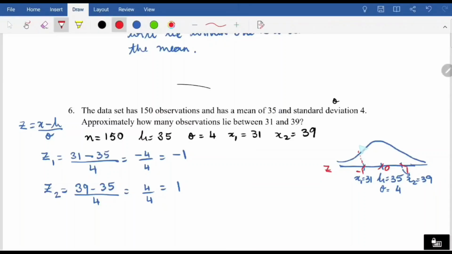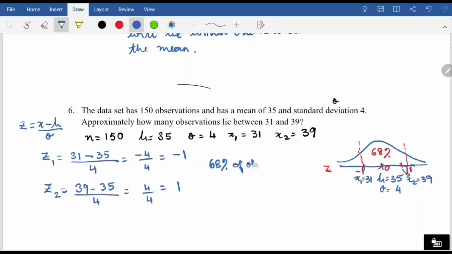And if I extend a vertical line through those values up to the curve, then by the empirical rule, 68% of the observations will lie between negative 1 and positive 1. So they haven't just asked us for 68%, the percentage value. They want to know what number of observations. How many observations? So we have to find 68%, and I'll try to be thorough and answer the question as completely as possible.